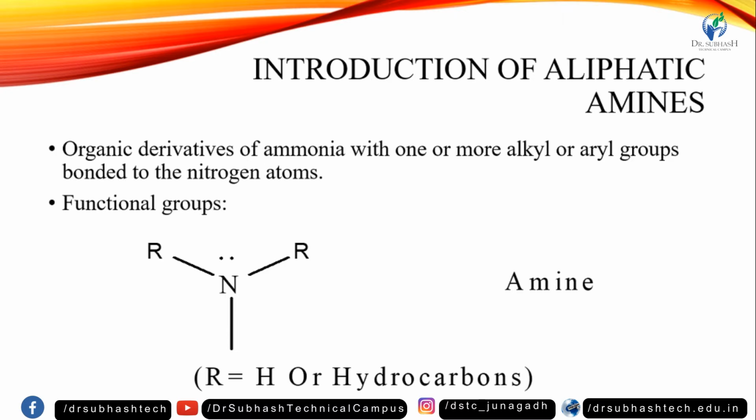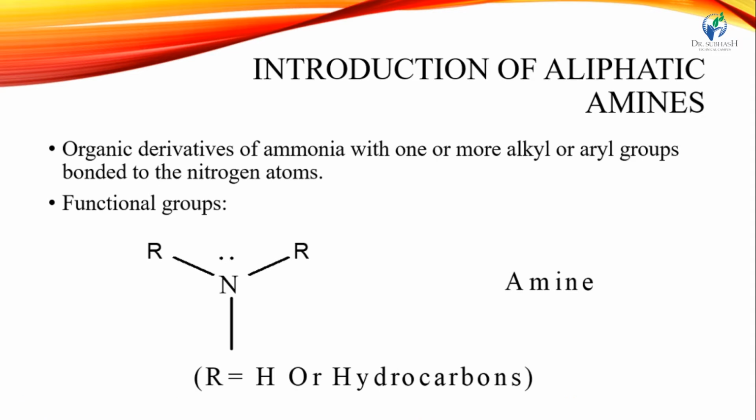First, the introduction of aliphatic amines. They are organic derivatives of ammonia with one or more alkyl or aryl groups bonded to the nitrogen atom. That's called aliphatic amines, or amines. Remember, not ammonia itself, but a derivative of ammonia.